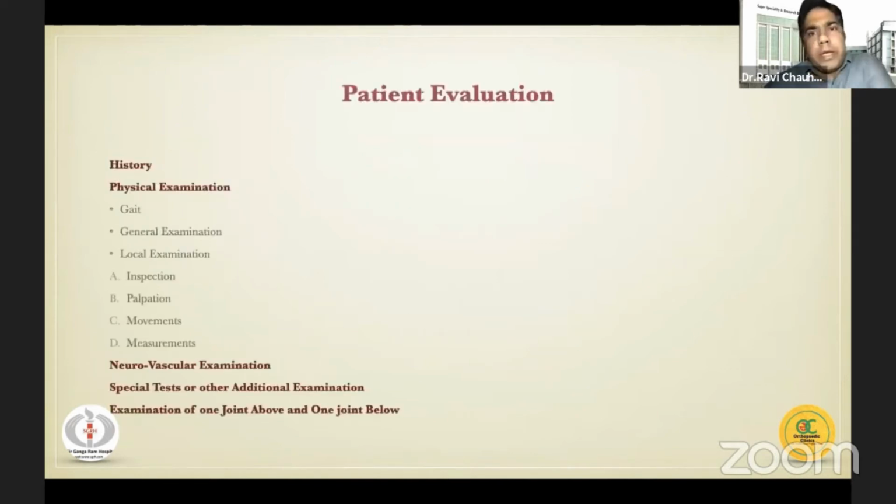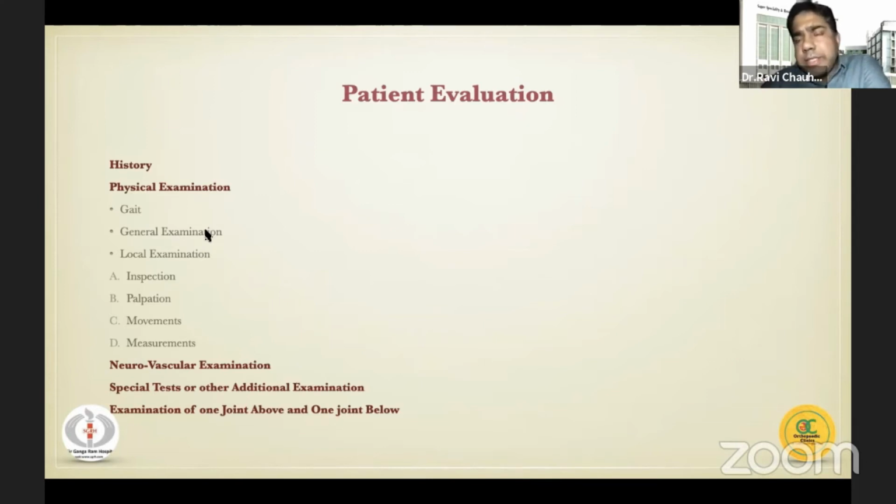Now moving to the patient evaluation with the understanding that we have so far gained. History, then physical examination. This is the normal framework that we usually follow during patient evaluation: history, physical examination, which starts with the gait, general examination, local examination, inspection, palpation, movements, measurements, neurovascular, special tests, and examination of the joints above and below. Gait is important in the general physical exam.